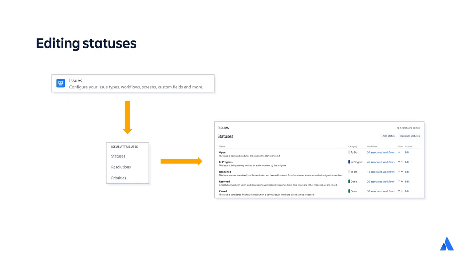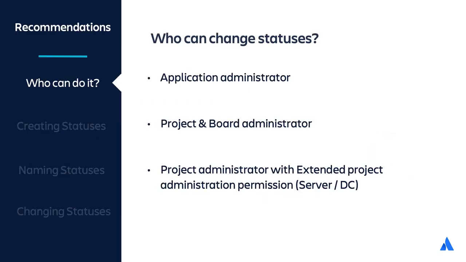You can find a repository for all your statuses in the Issue Attributes section of the application administration. There, you can create, edit, and remove statuses. Let's take a look at how this works. Let's first review which users can add, change, or remove statuses. The Jira administrator can modify any status and any workflow.